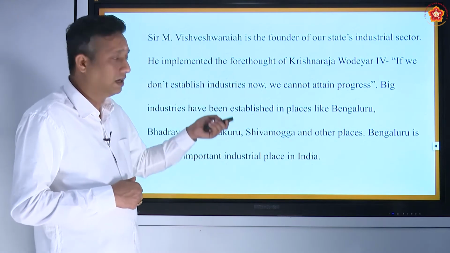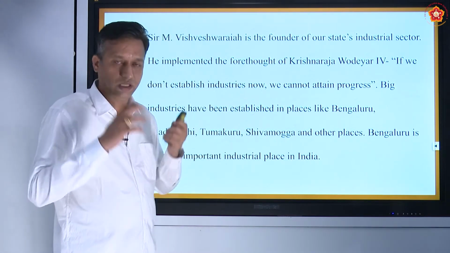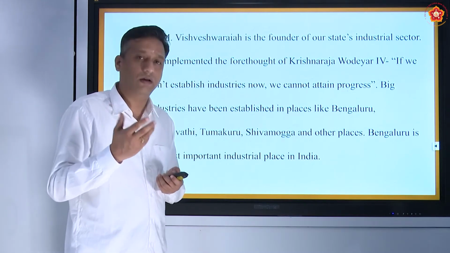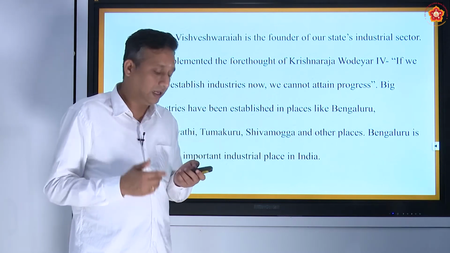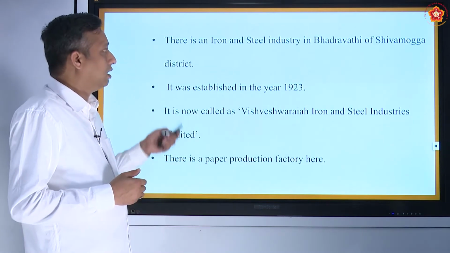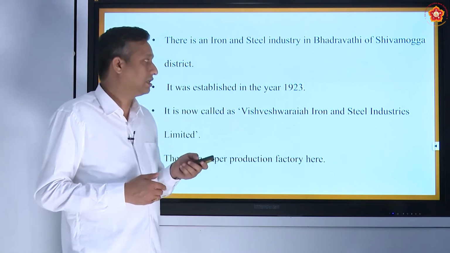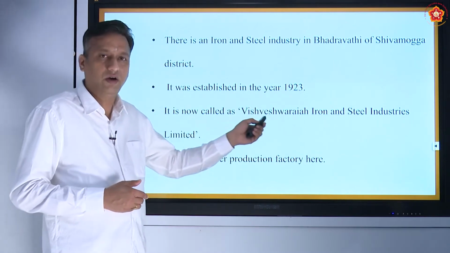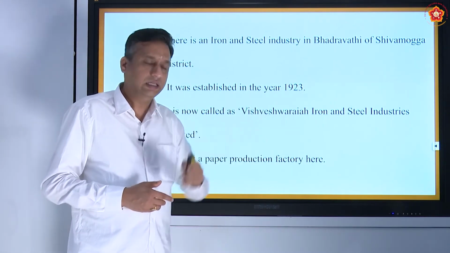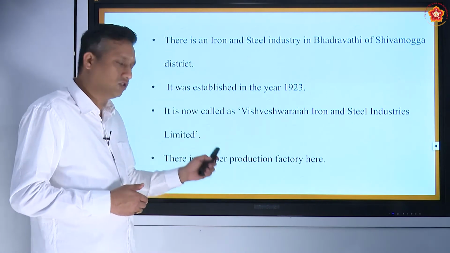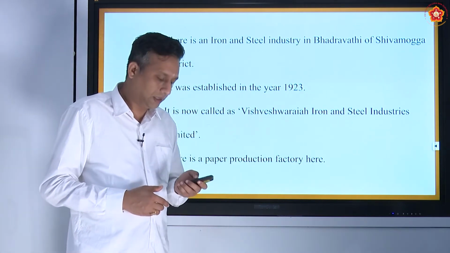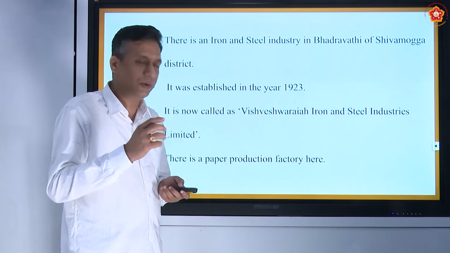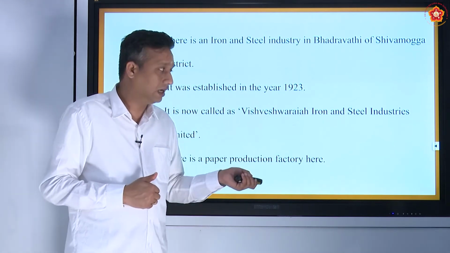So this is regarding different industries. Sir M. Vishweshwaraya was called the architect of modern India, who gave a concept of planning to the whole country. The Bhadravati iron and steel industry in Shimoga district was established in 1923. It is now called VISL, or Vishweshwaraya Iron and Steel Industry. Then there is also a paper production factory in Bhadravati. For newspapers or for our daily use papers, it is produced here at the Bhadravati paper mills.